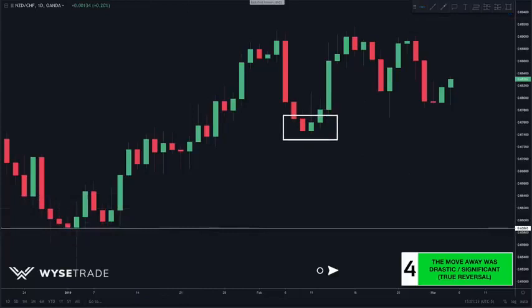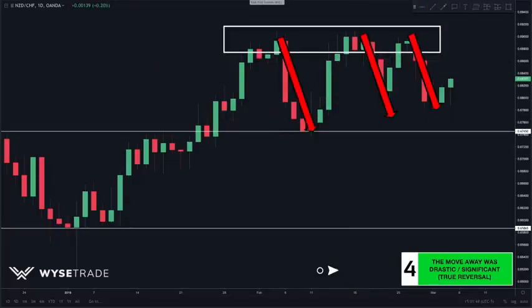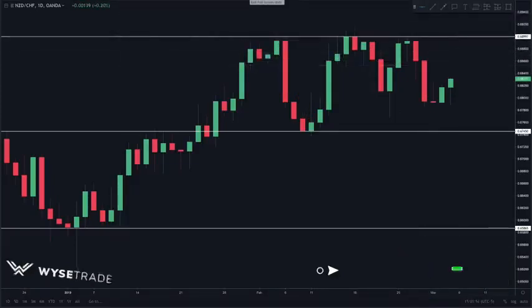Next, right here, price again moved away from this area drastically, so we have another level. And again up top, every time price came up, it reversed drastically, so we have another level. So to the next criteria.